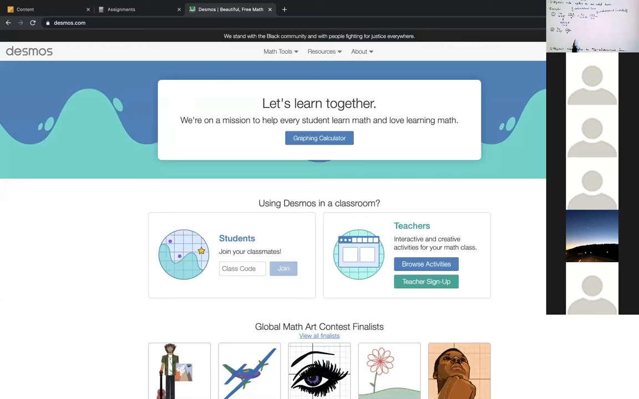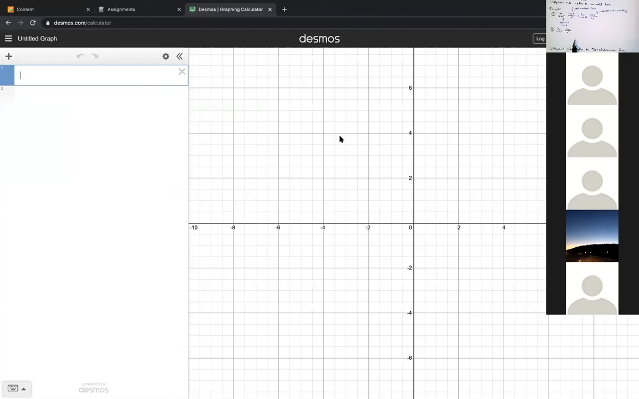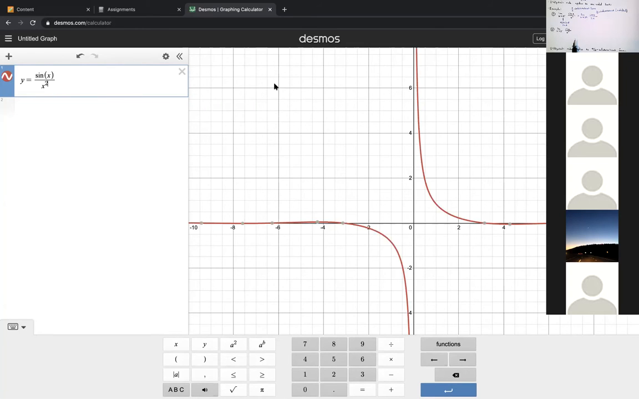Okay, switch the screen over. So here I'm going to Desmos. And let's just take a look at this function, y equals, let's see, I guess this will work automatically if I just type a fraction. Sine x over x squared. Here we go.